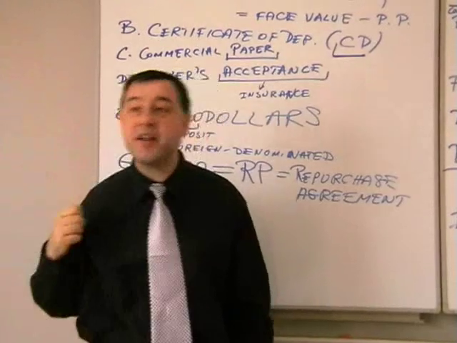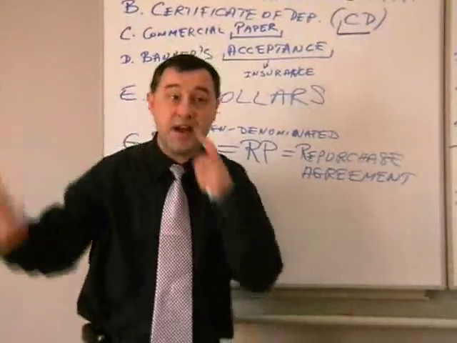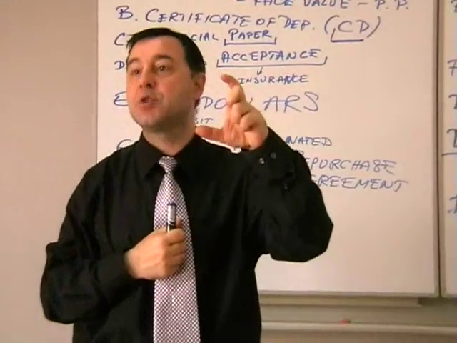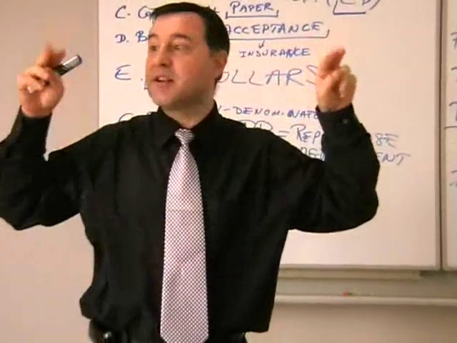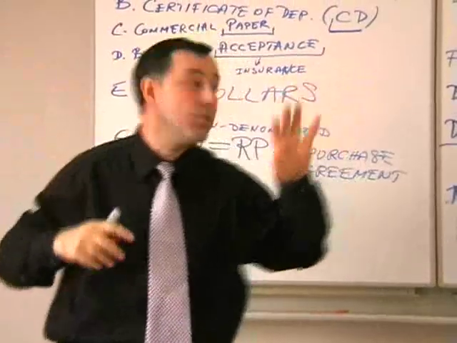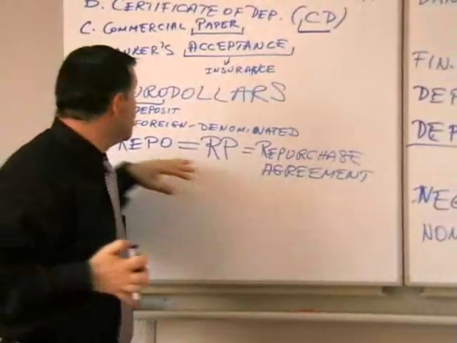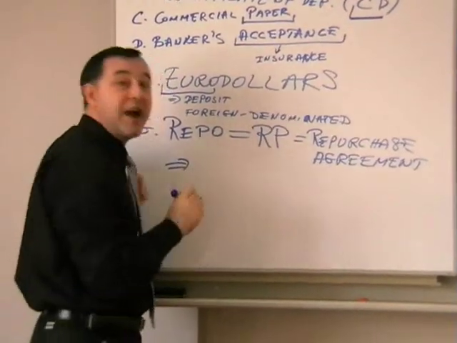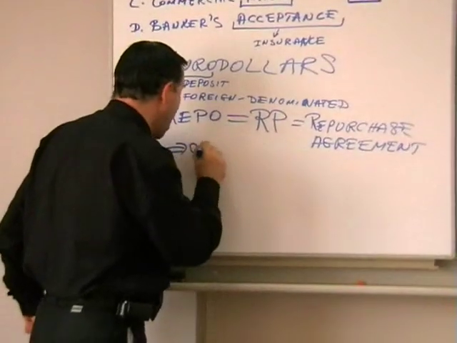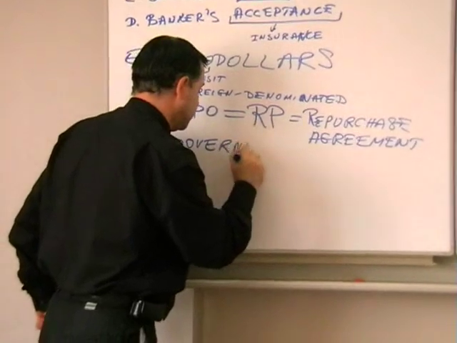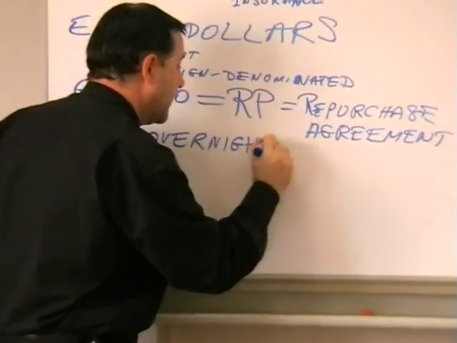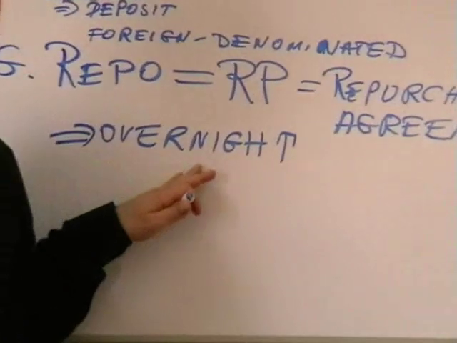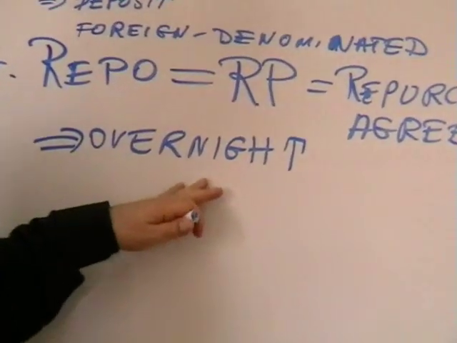Whoever first bought it and then sold it at a higher price, and for the first person it represents a cost or an expense. Technically it's a gain versus loss, but I don't want to get into that. Usually the repo is most commonly practiced in the world as overnight.